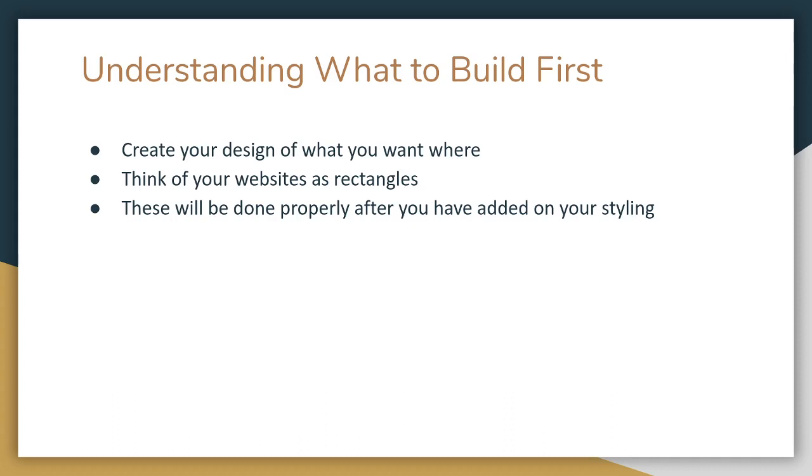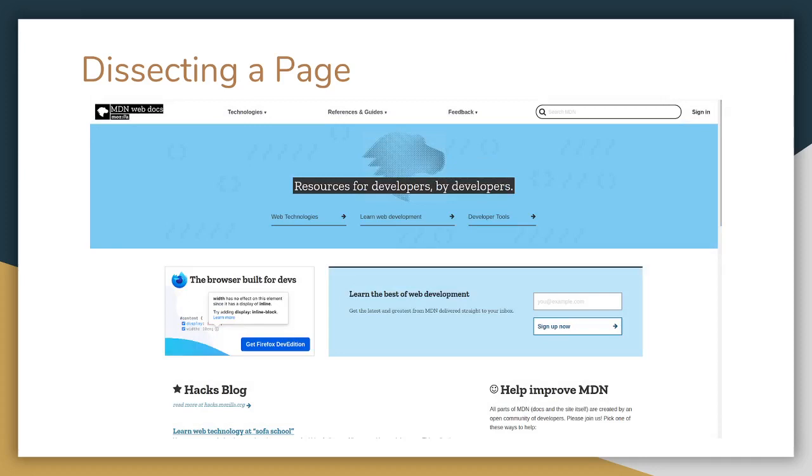Basically, each element will end up becoming one of the rectangles, and you add colors to it to make it look nice, and this is all done through CSS, your styling. So if we want to dissect a page, we want to look at how we can make things rectangles.